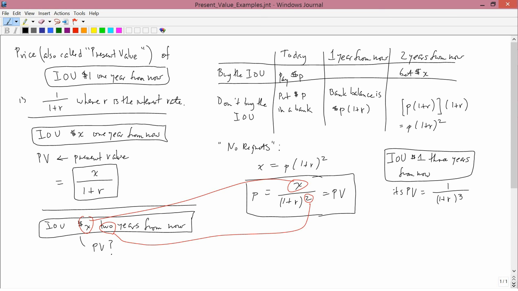Finally, what happens if you had a compound IOU? For example, an IOU of $5 1 year from now, negative $3 2 years from now, and $6 4 years from now.